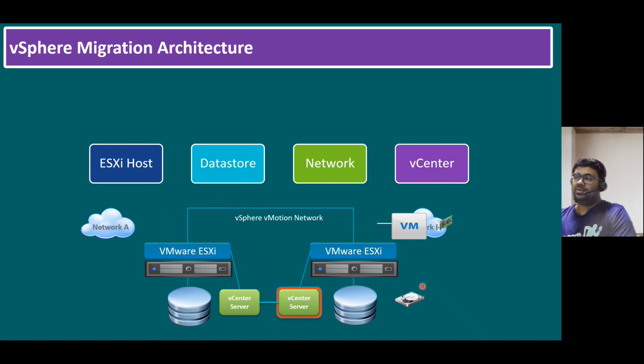And if both your source and destination ESXi hosts are running the same Intel family with a different model, like the source is a Gold model Intel processor and the destination is a Platinum model Intel processor, in that scenario it's recommended to enable EVC mode, Enhanced vMotion Compatibility mode. That is also one recommendation. This is a high level vSphere migration architecture.